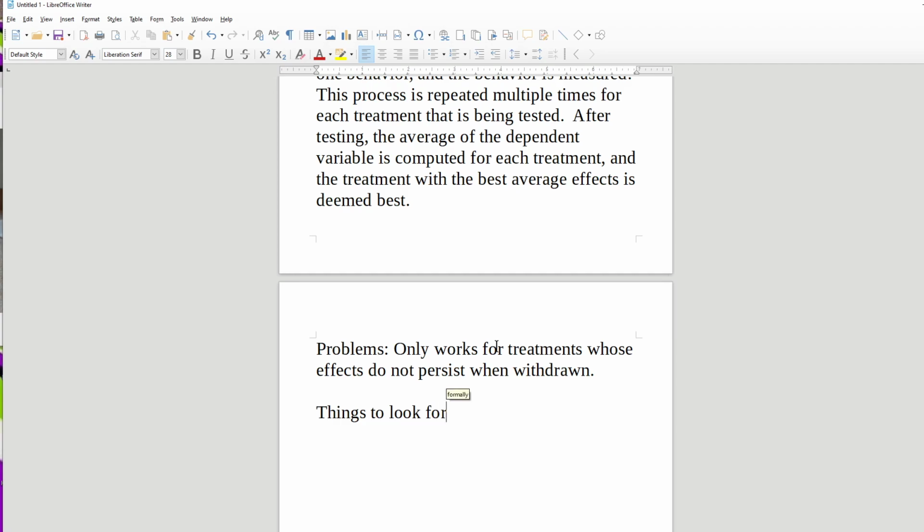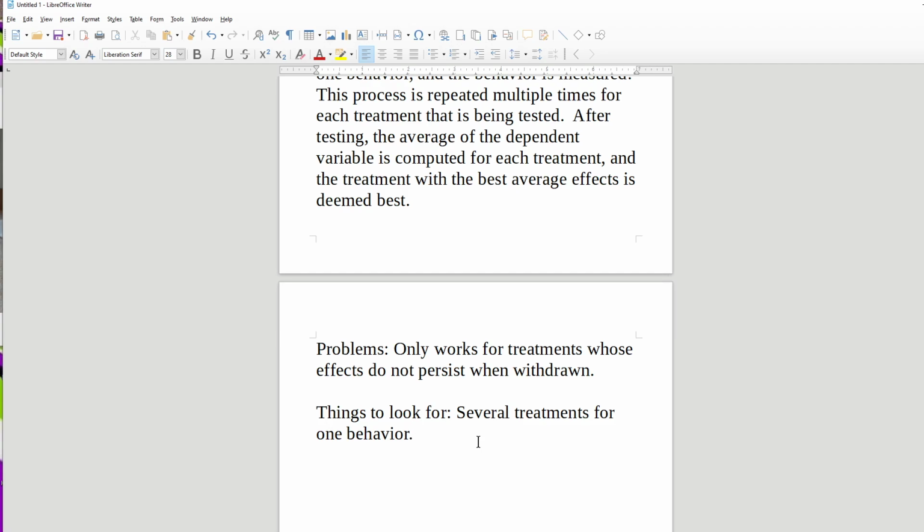Okay, well, I'd say the things to look for in the multi-element design are several treatments for one behavior. Several treatments for one behavior. So this one is when there's one behavior you're studying, one dependent variable like furniture destruction, and then you've got several different treatments you think might improve that situation, and you're trying to find out which one is best.